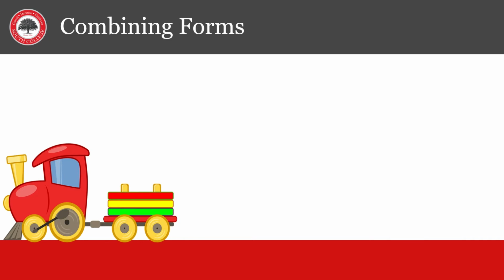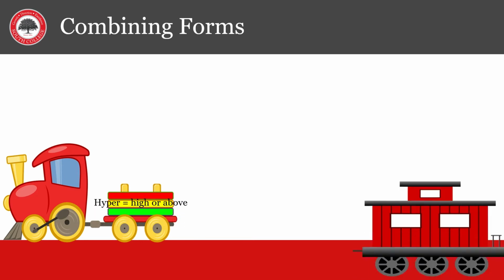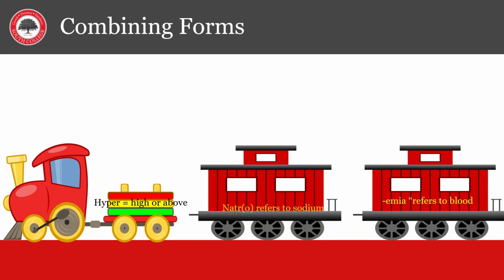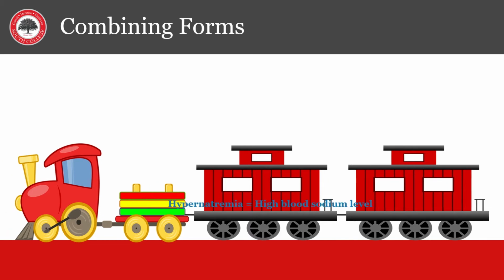Now an engine has the word fragment hyper, which means high or above, and a car behind it has emia, or the blood, and the other car has the fragment natro, which refers to sodium. Now let's put this train together. We now have hypernatremia, or high blood sodium level.